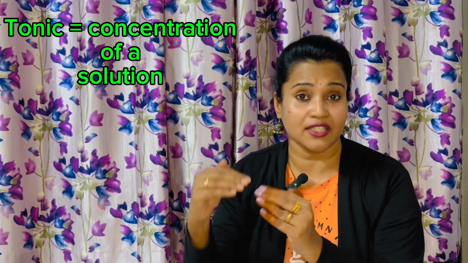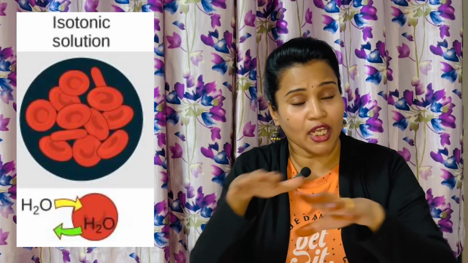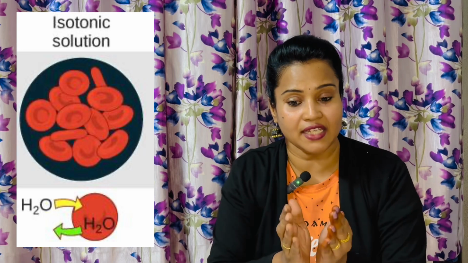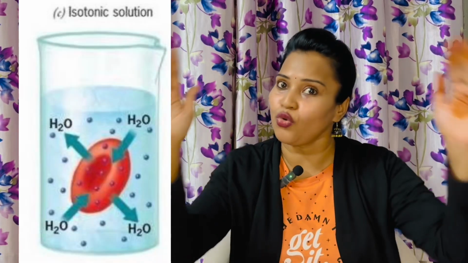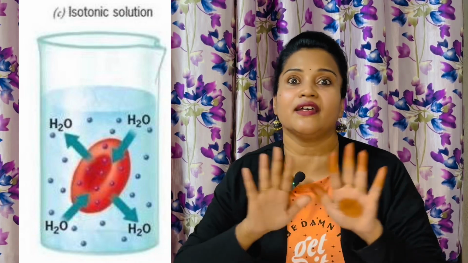Isotonic, the name itself suggests: iso means equal. Tonic means concentration of a solution. Here, isotonic solution makes the fluid concentration equal within the cell and outside of the cell. They maintain equal concentration within the cell and outside of the cell. Got it? I mean, both compartments are equal.